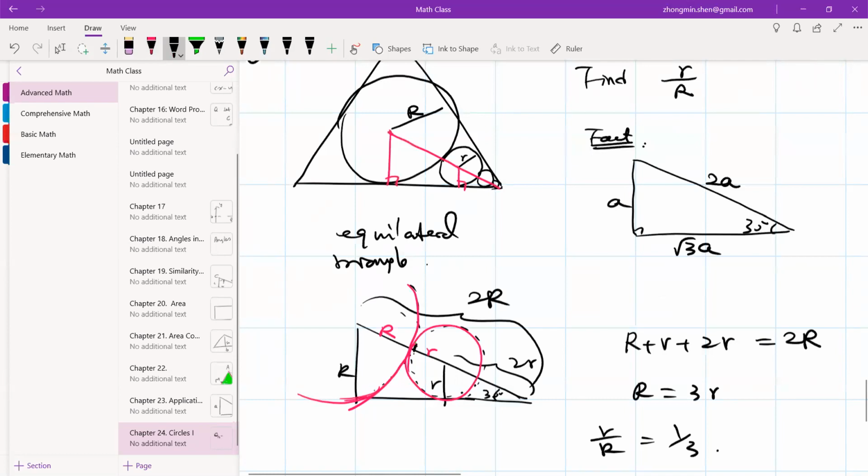Just needed to use this special right triangle property. Okay, but you calculate this hypotenuse of the largest right triangle in 2 different ways. One is it is going to be 2 capital R, but another way is use the little triangle, 2R plus R plus capital R. Then that should be equal. Okay. So that's it.